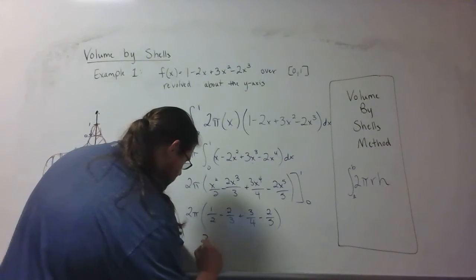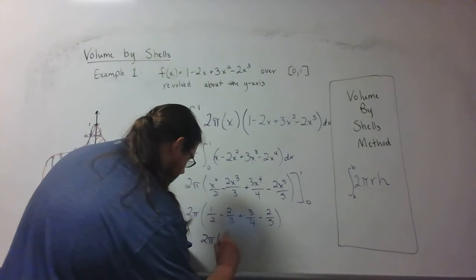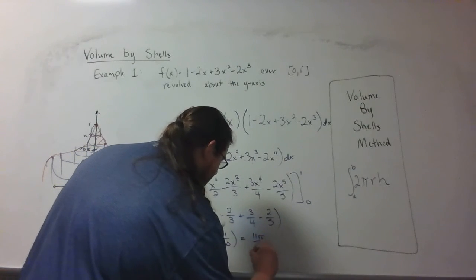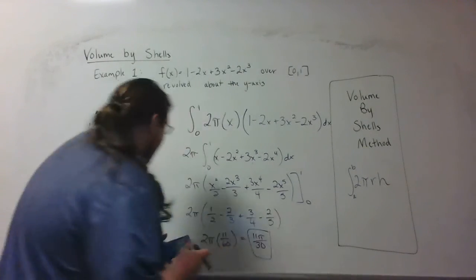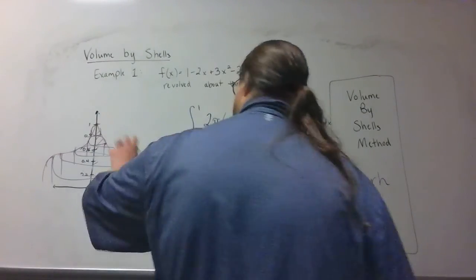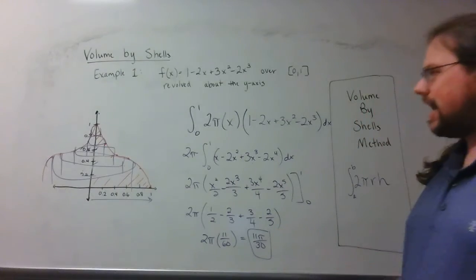So I've got 2 pi times 11 over 60, which should give me a final answer of 11 pi over 30. And so that is the volume of this Hershey Kiss looking shape, 11 pi over 30.